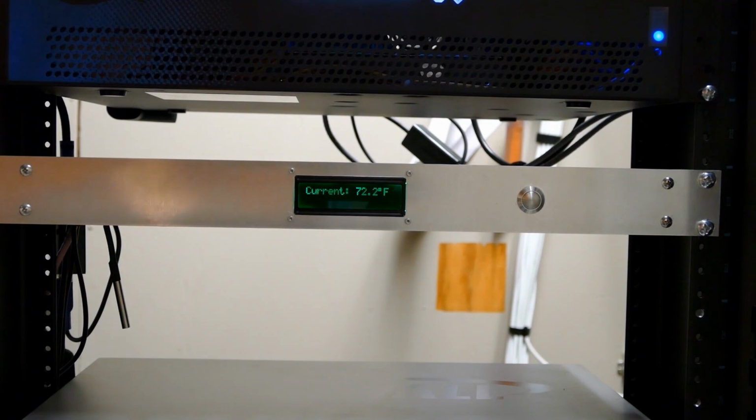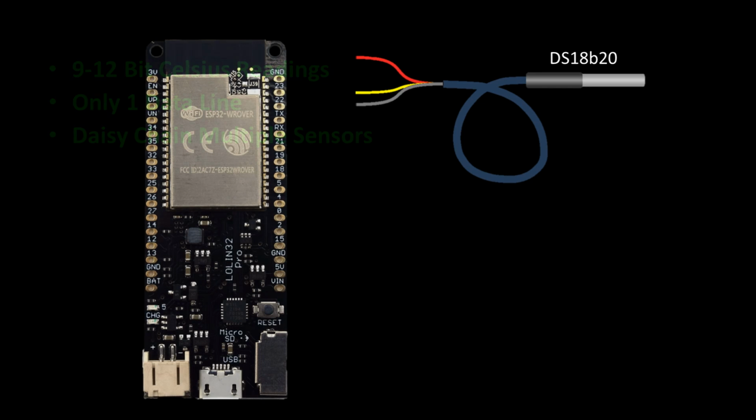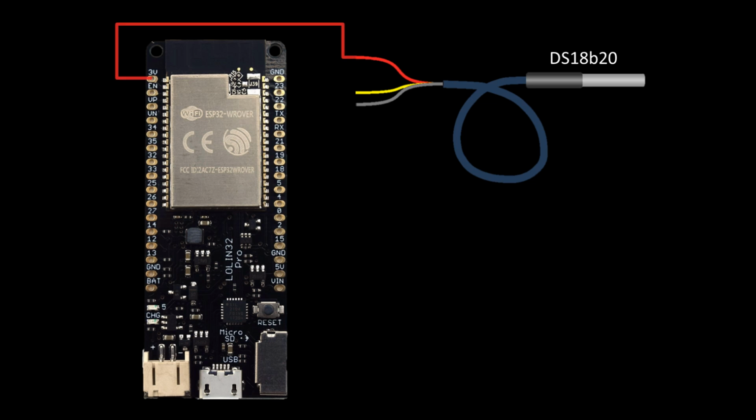The DS18B20 digital thermometer provides 9-bit to 12-bit Celsius temperature measurements. It communicates over a one-wire bus that only requires one data line, and multiple ones can be daisy-chained together on the same line. Wiring the DS18B20 to the ESP32 is straightforward. The red VDD wire is connected to 3.3 volts on the ESP32. The black wire is connected to ground. The yellow data line is connected to GPIO 23.